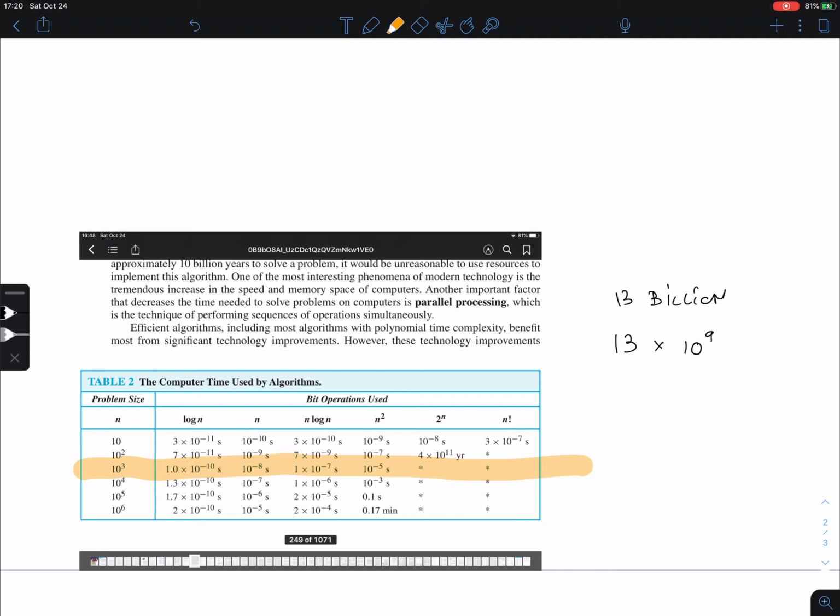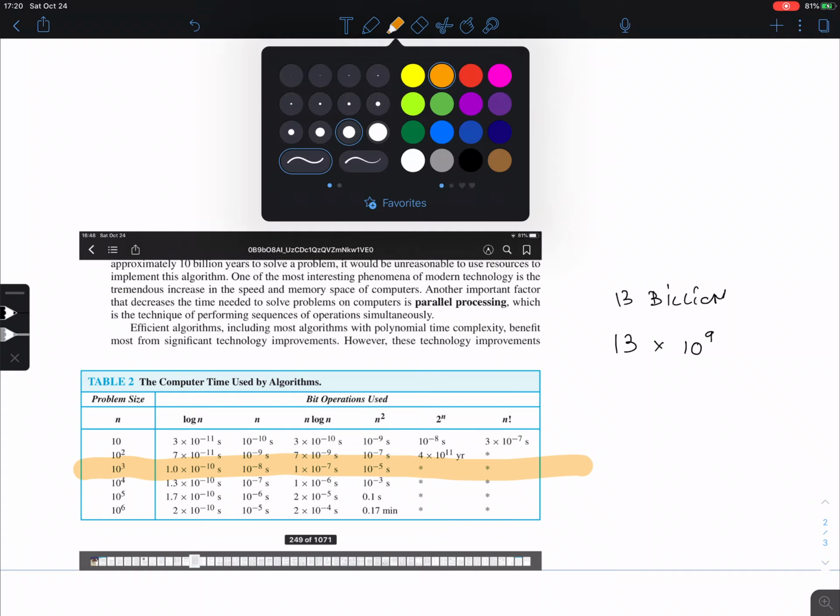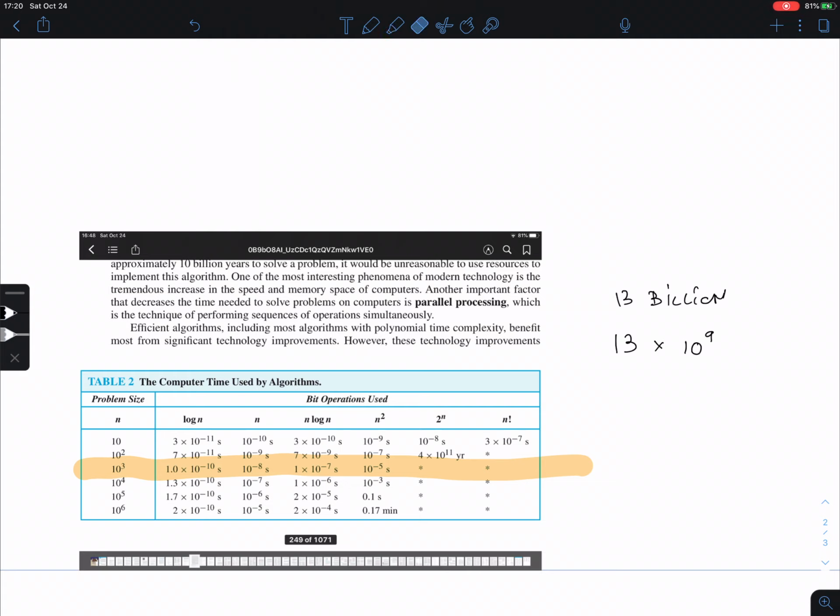Is it then perhaps as bad with the others? No. Look, with 1,000, everything is still within a second. So let's jump to the biggest that the table gives us. Let me get rid of this here and jump to this. What's the biggest the table ever gives us? The worst case with 1,000,000, and it only gives quadratic time, is 0.17 of a minute.